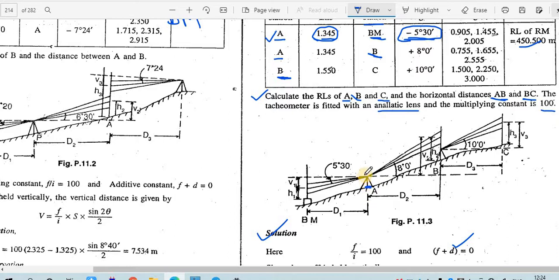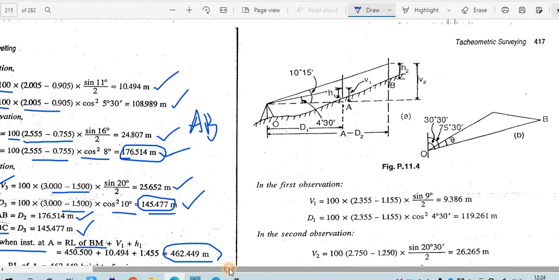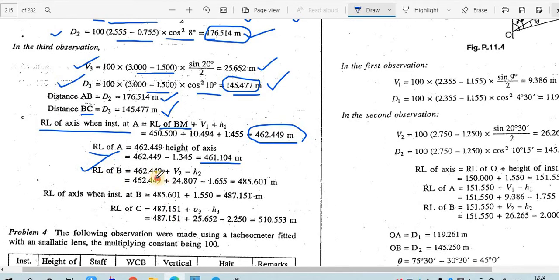We have got the instrument axis level. So RL of instrument axis we have got. By adding V2 we will get up to the center of this staff, and once we subtract H2 we will get the point B. So RL of instrument axis plus V2 minus H2 will give you the RL of B. RL of B is what? RL of instrument axis plus V2 minus H2. So the final answer is coming out to be 485.601.